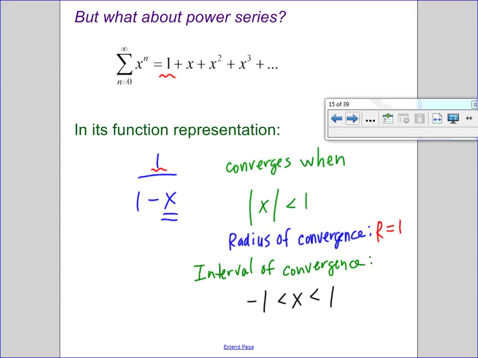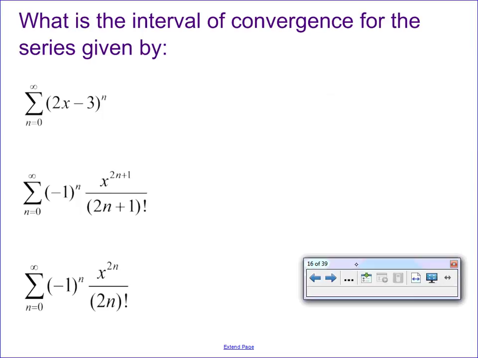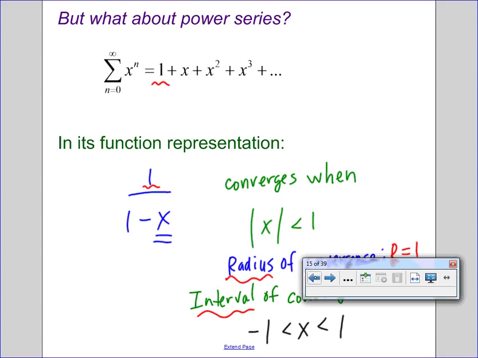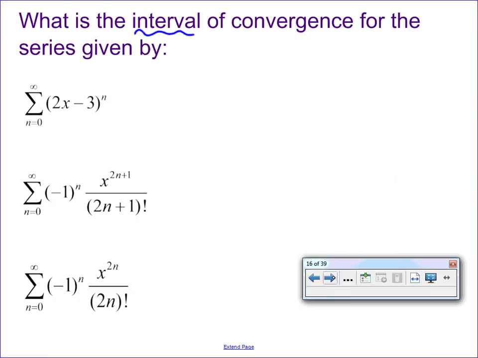All right, so now equipped with our new terminology, we've got radius of convergence and interval of convergence for our parent power series. What about some other power series? Like the sum from 0 to infinity of (2x minus 3) to the n, right? What would be the interval of convergence for this? Well, if we can recognize that as our parent power function with a simple substitution, then what's the ratio from this power series?